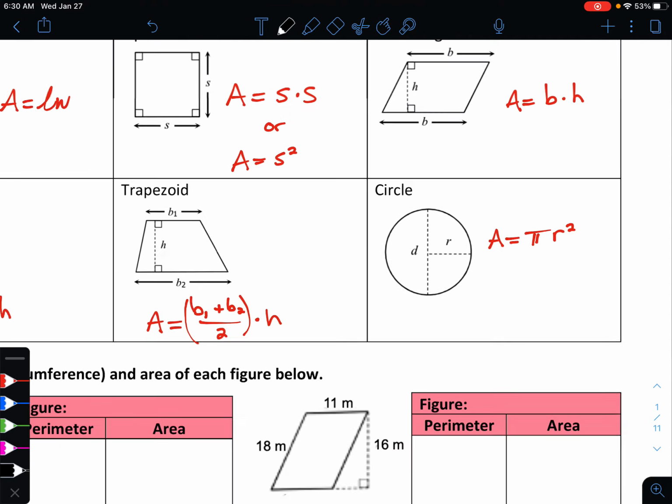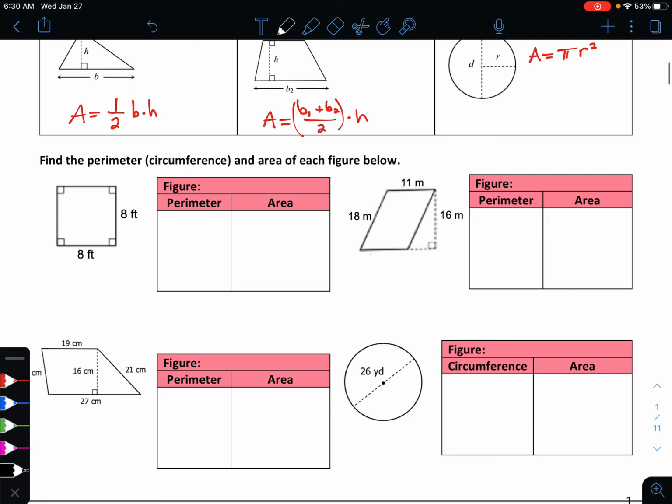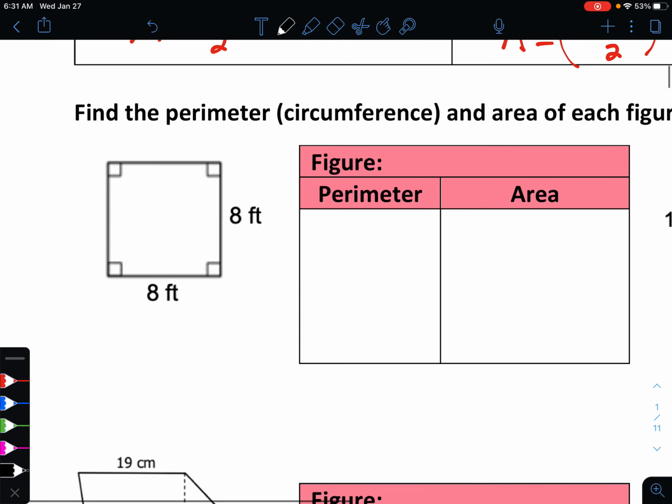So with these first 4 examples, we're going to go ahead and find the perimeter or circumference if it's a circle, and then give the area for each of the figures below. We're first going to identify the figure, and then we will use the correct formulas in order to find the rest of this information. So on this first example, with our 2 side lengths being the same, that is our clue that this is a square.